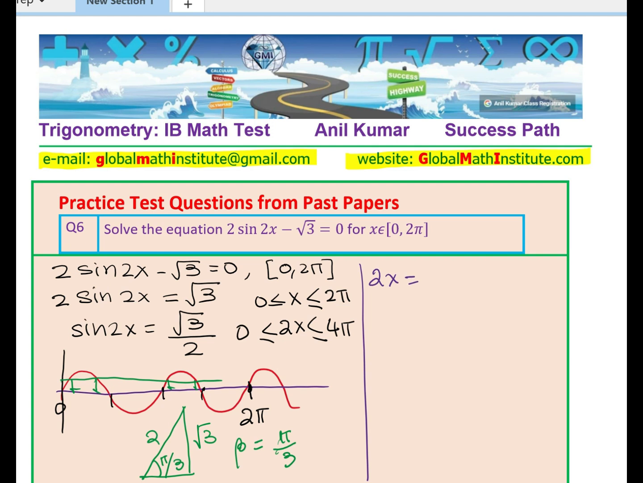2x should be equal to, we know we got one related acute angle pi by 3. The other one will be where? Well, we have positive values in quadrant 1 and in quadrant 2. So we have pi by 3 here, and then 2 pi by 3. Then we go one full circle, we get what? We get 7 pi by 3, right?